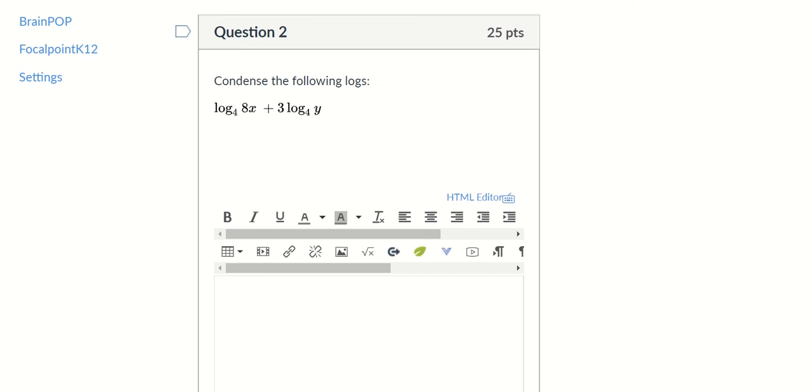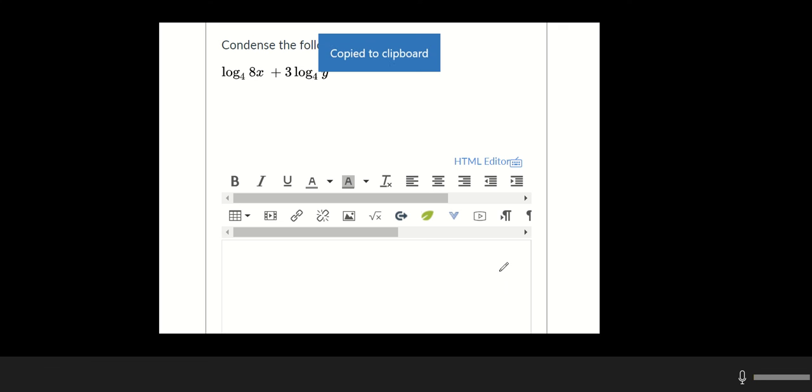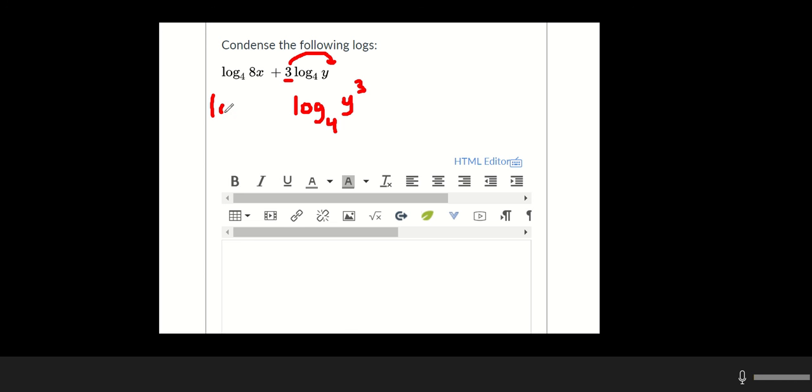I'll do the condensing one. All right, so it says condense the following logs. So what I will tell you is when you're condensing, the first thing you want to do is if there's anything up front, go ahead and make that the exponent here. So this would actually be log base 4 of y to the third. And then this is just going to come down, so log base 4 of 8x. So I'm just bringing that down.